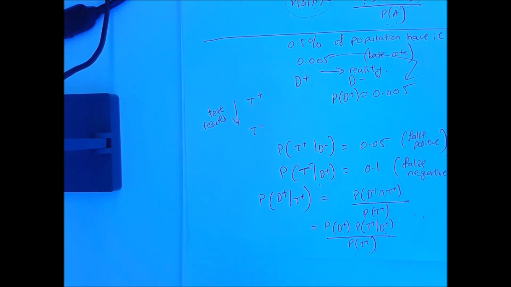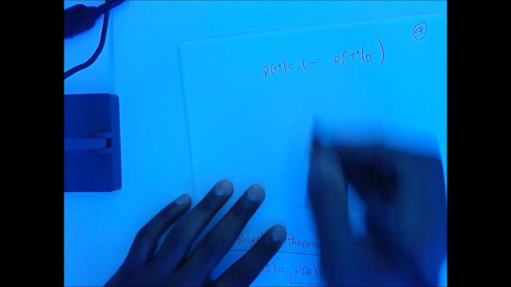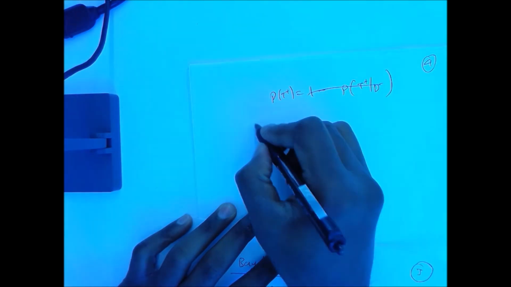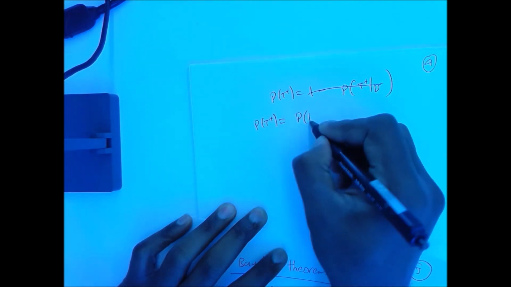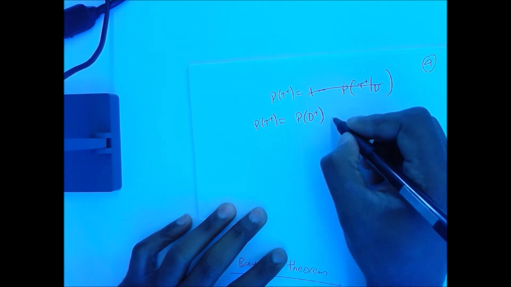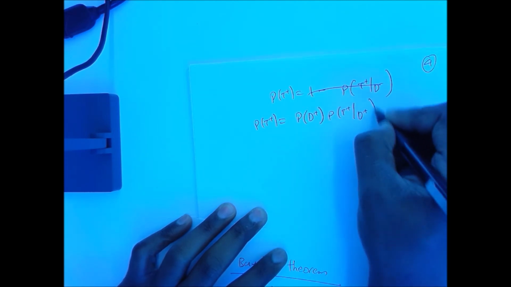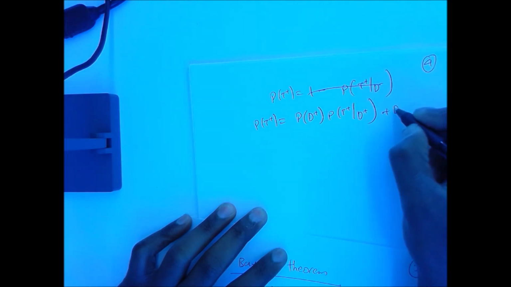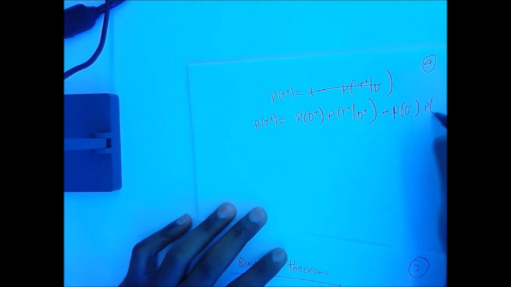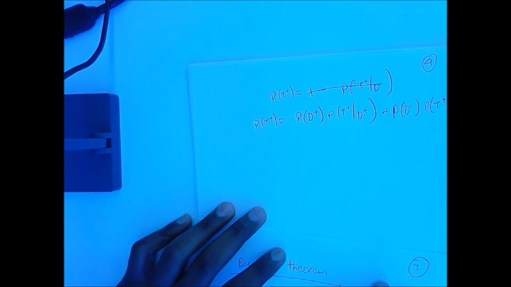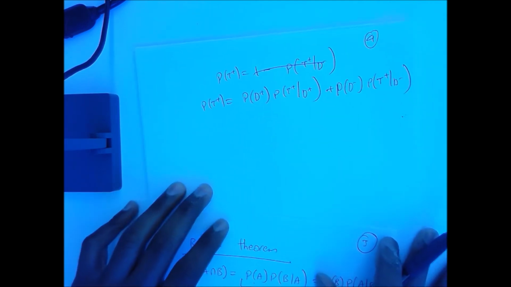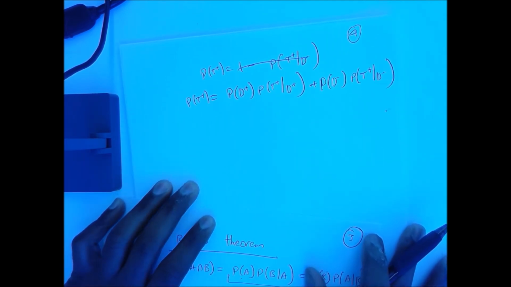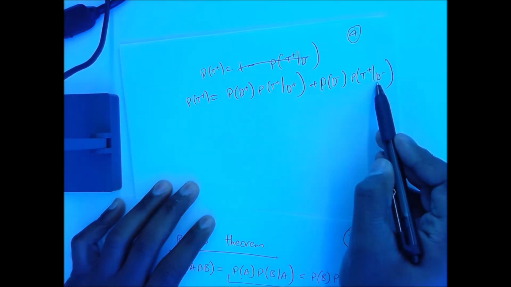Right. So what Brent is getting at here is, if you want to calculate P of T plus, P of T plus will be equal to the probability of D plus times the probability of T plus given D plus, plus the probability of D minus times the probability of T plus given D minus. Okay, so what are we using when we calculate this? Total probability. The law of total probability. That's what we're using. And we know these conditional probabilities.